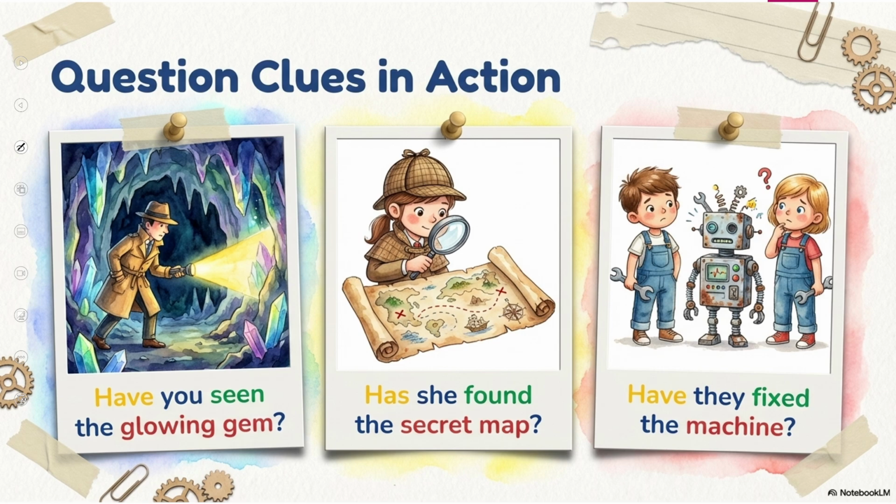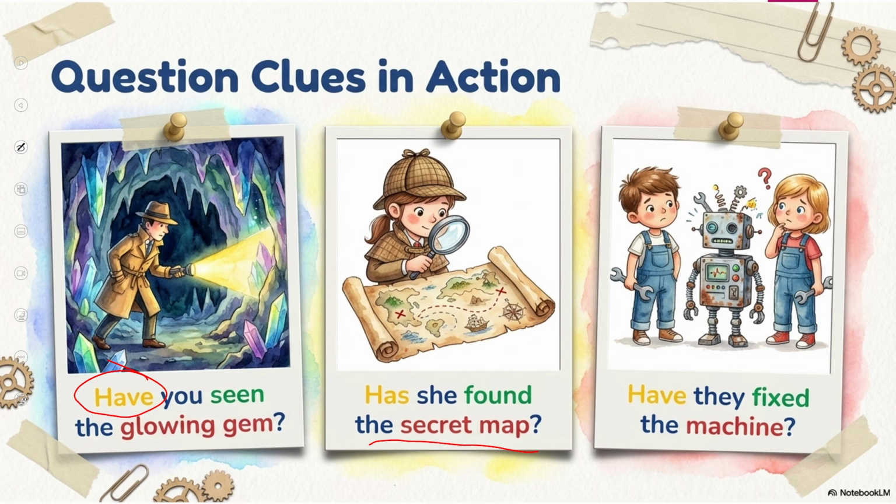Let's see the example. Have you seen the glowing gem? Here we place have in the start, which makes it interrogative sentence. Has she found the secret map? Have they fixed the machine?